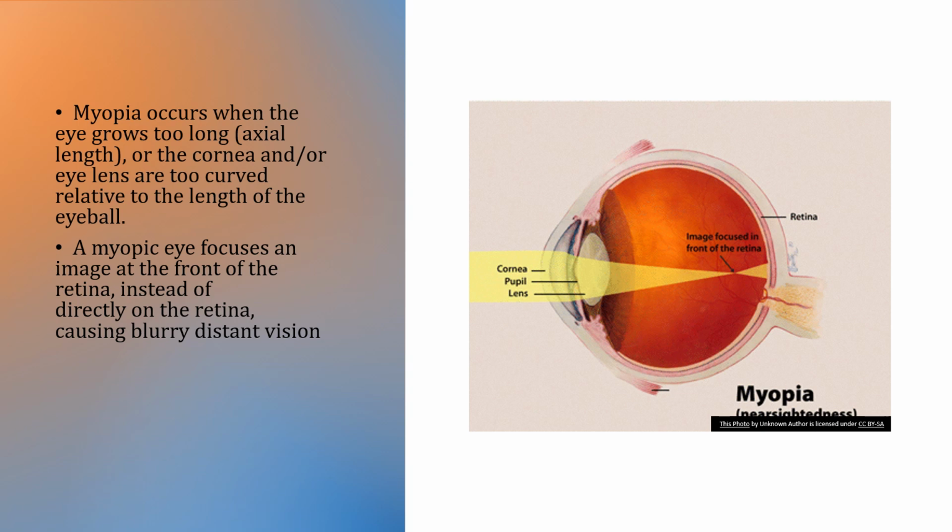The next eye condition we are going to discuss is myopia. Myopia occurs when the eye grows too long, or the cornea and/or eye lens are too curved relative to the length of the eyeball. A myopic eye focuses an image at the front of the retina instead of directly on the retina, causing blurry distance vision.